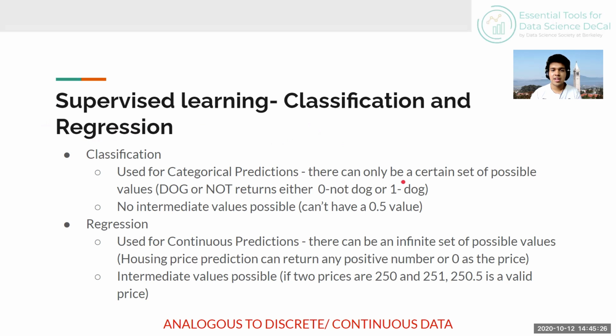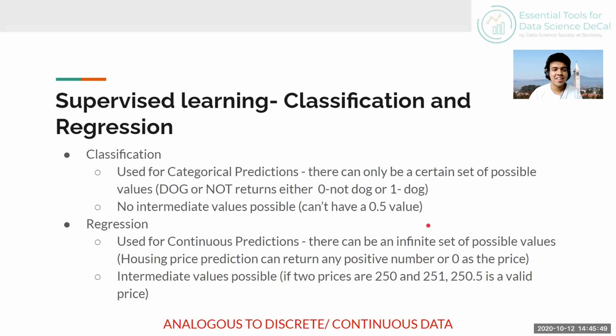Again, a categorical data type is a data type where there can only be a certain set of possible values. In the case of dog or not, we only have two possible values: either 0, that is not a dog, or 1, that is a dog. And again, we cannot have any intermediate values. We cannot have a 0.5 value over here, because that doesn't make sense. You can't have 0.5 of a dog.